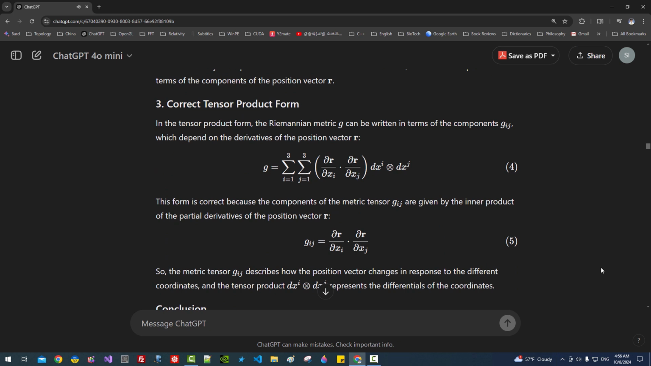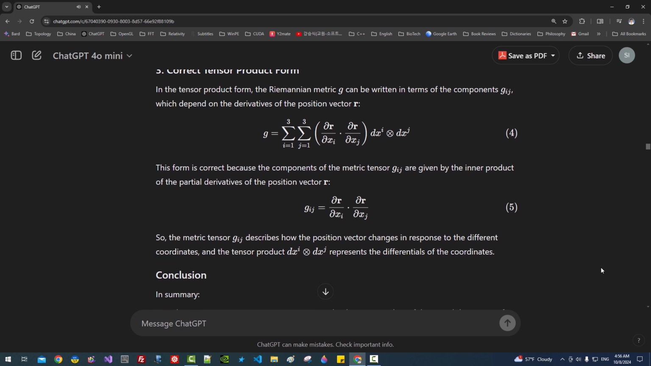In the tensor product form, the Riemannian metric, g, can be written in terms of the components g_ij, which depend on the derivatives of the position vector, r. g equals the sum over i equals 1 to 3, sum over j equals 1 to 3, of (∂r/∂x_i · ∂r/∂x_j) dx^i ⊗ dx^j, tag 4.